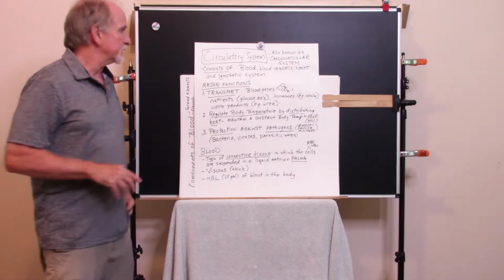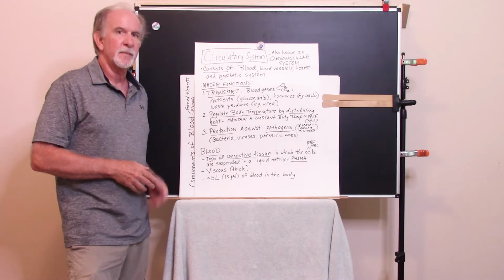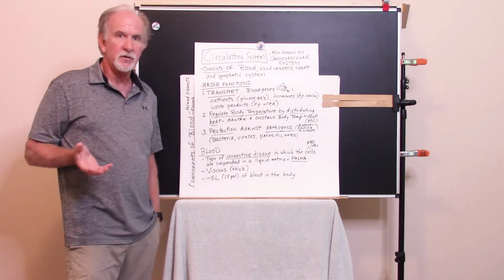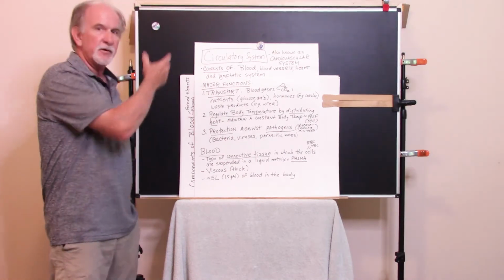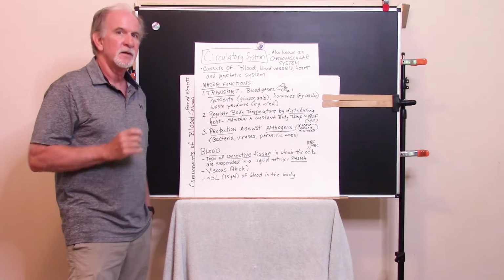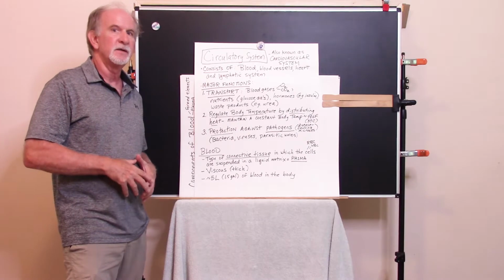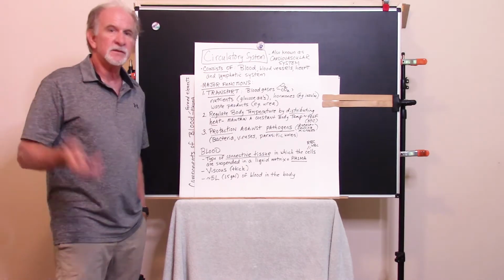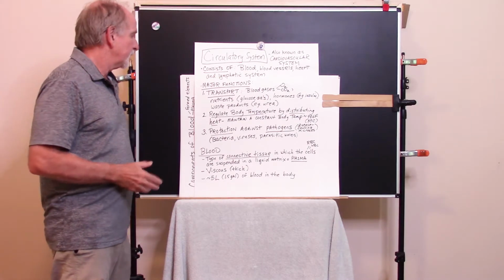The circulatory system is also known as the cardiovascular system, and it includes the blood vessels, the heart, as well as the lymphatic system. The major functions of the circulatory system are transporting blood gases, oxygen, carbon dioxide, nutrients, hormones like insulin and growth hormone, and waste products like urea.